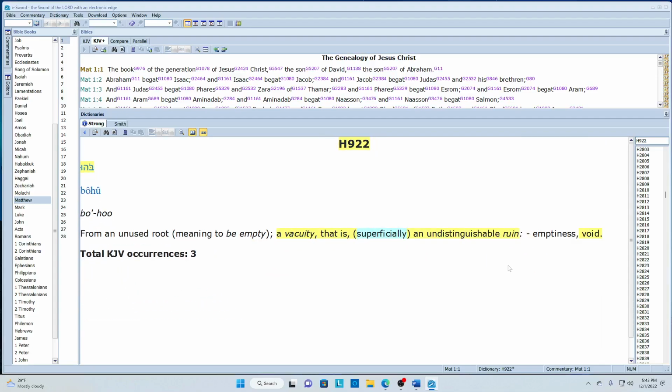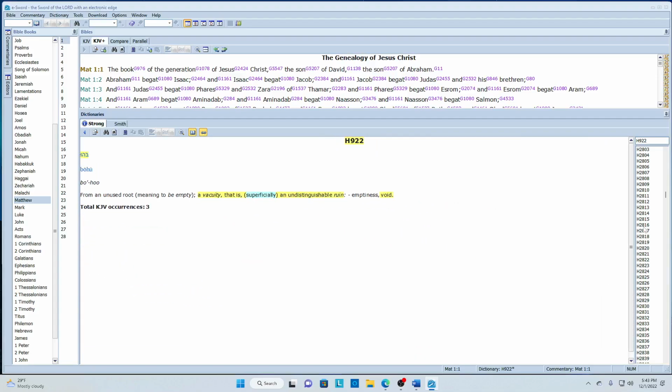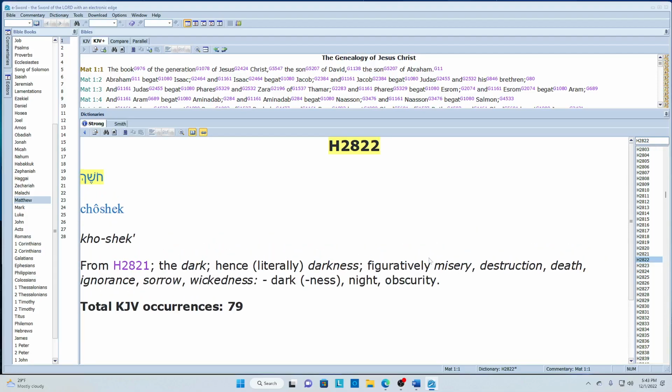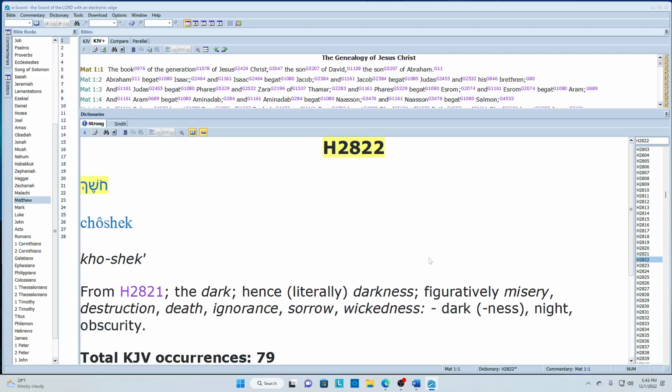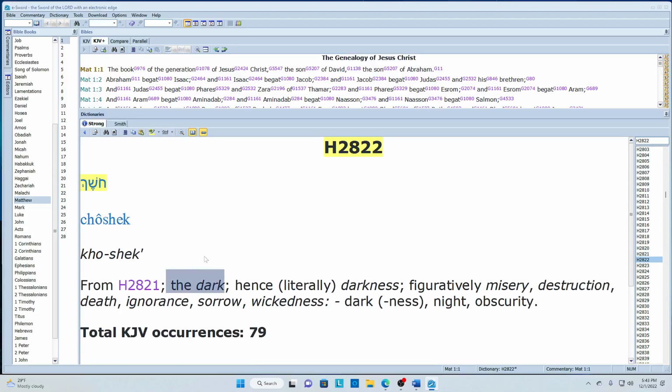I'm going to make this real small because I don't want you to see it right away. This darkness was upon the face of the deep in the beginning. It was without form and void and darkness. There's 2822, that's the word that was used, and there's the Hebrew word. Now I'm going to enlarge this and you can read it yourself. Darkness was upon the face of the deep. Darkness means the dark. As a result of the dark, darkness was upon the face of the deep.